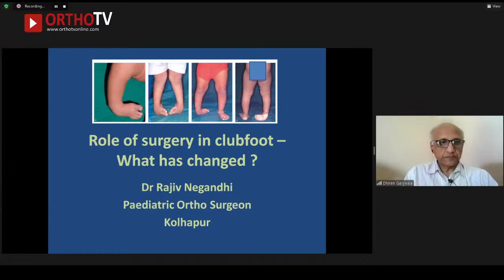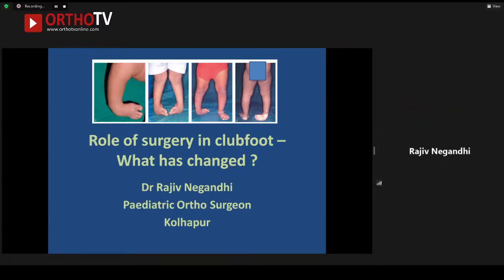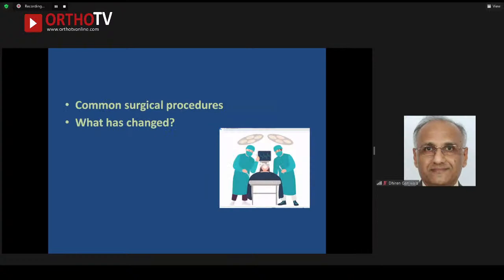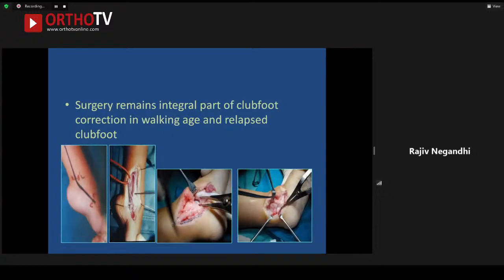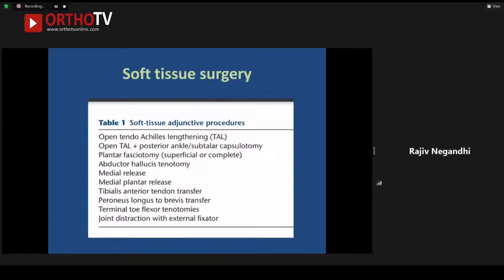Yes. So, of course, surgeries are still an integral part of the treatment of Clubfoot. In my talk, I will include what the common surgical procedures are and what has changed in the last 10 years. As we all know, surgery remains an integral part of clubfoot correction in walking age and relapsed clubfoot. There are a number of soft tissue surgeries like open tendo-Achilles release, medial release, tibialis anterior tendon transfer, and joint distractors with external fixators, and so on.